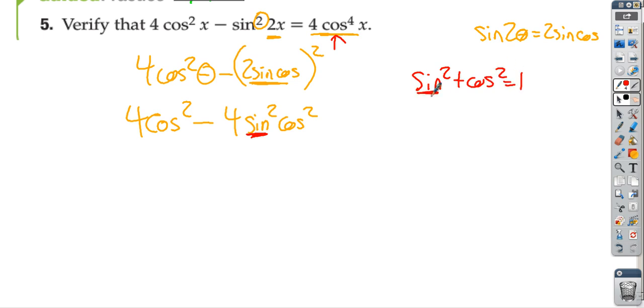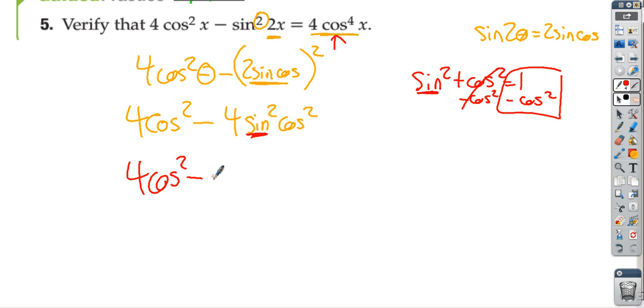So let's solve this for sine squared. Okay, so sine squared is equal to 1 minus cosine squared. So I'm going to make that replacement. Why am I doing that? Because I'm looking at what I'm trying to prove. I'm trying to prove something that only has cosines in it. So it makes sense to get rid of the sines by replacing them with cosines. So that's what we have right there.